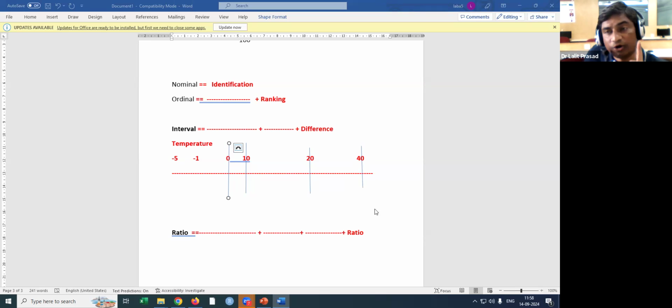Because this 0 is not a true 0. It is an arbitrary 0, and arbitrary means it has some meaning, like some other numbers, if we compare with other values. So you cannot consider it a 0. Here there is a 0, it looks like a 0, so that's why we are saying it is a 0, but it is not actually a 0. Are you understanding my point? So that's why you cannot say the outside temperature is twice the inside temperature.